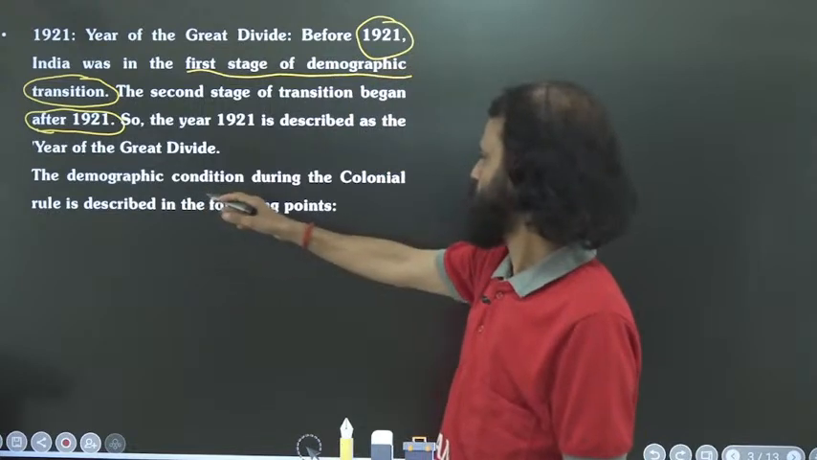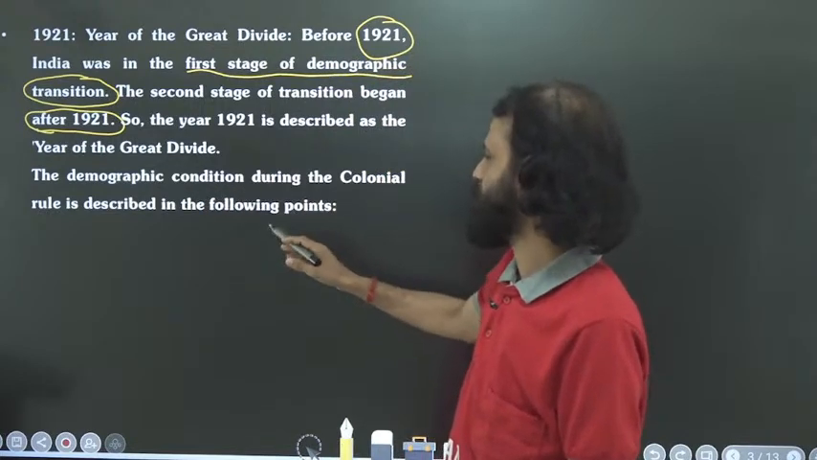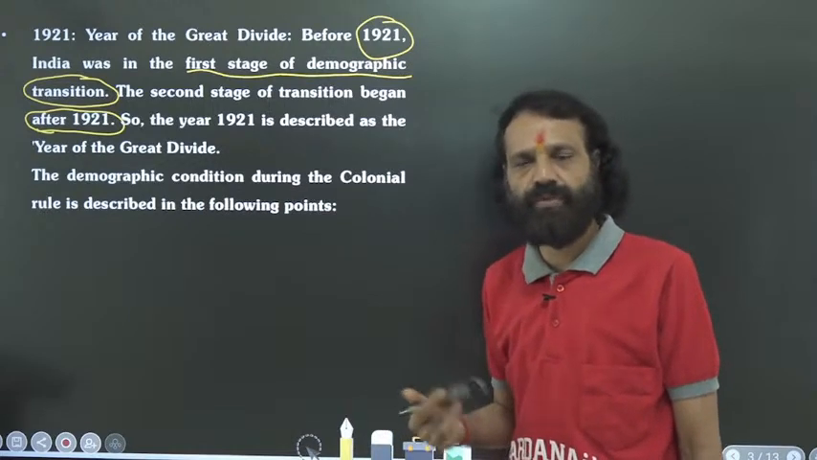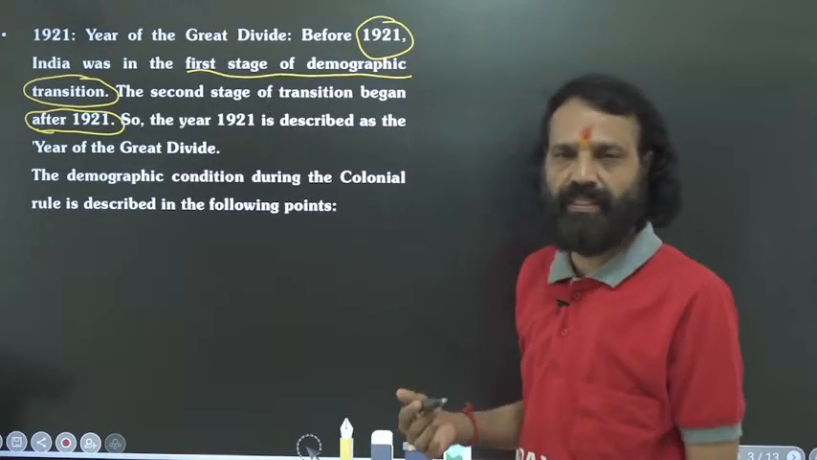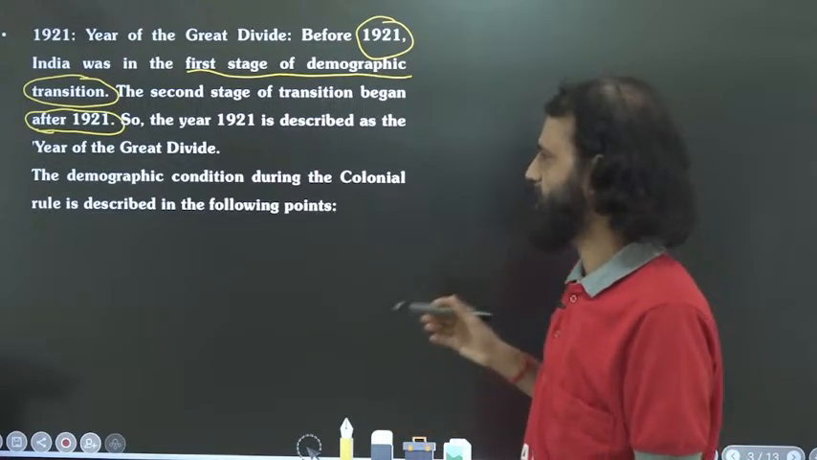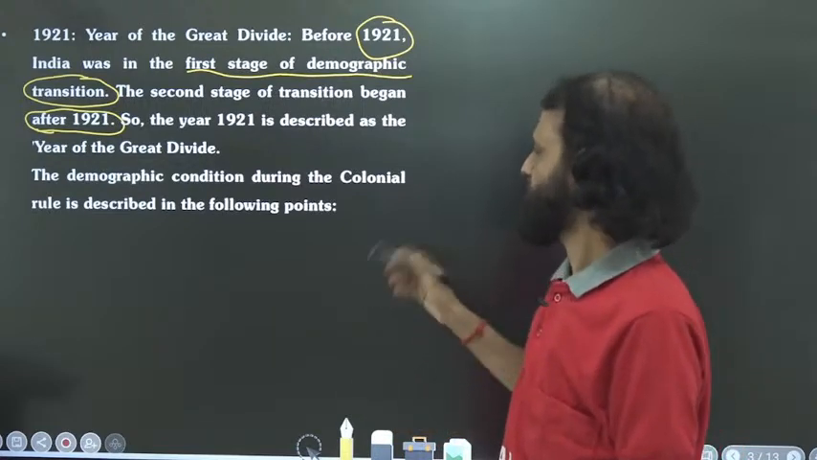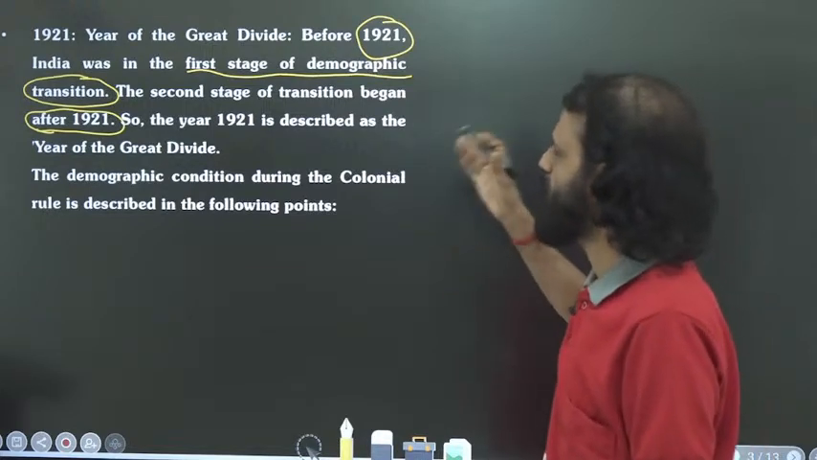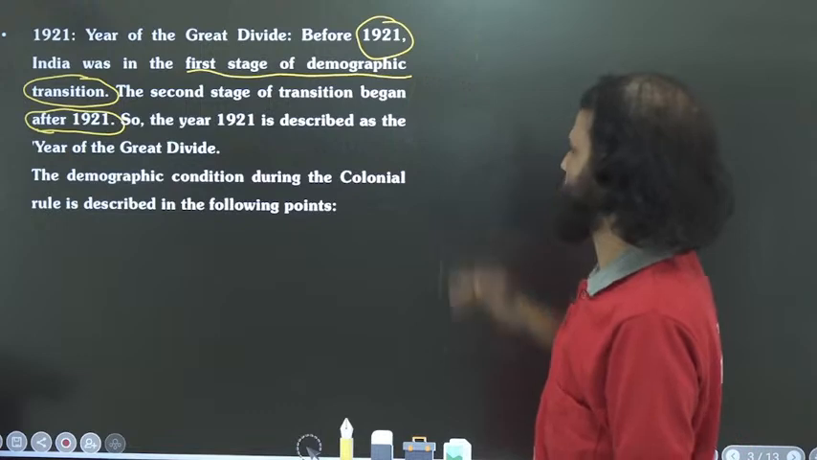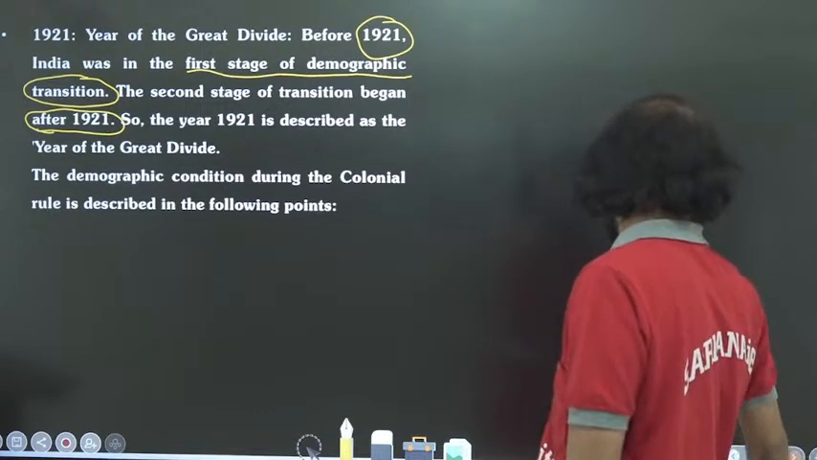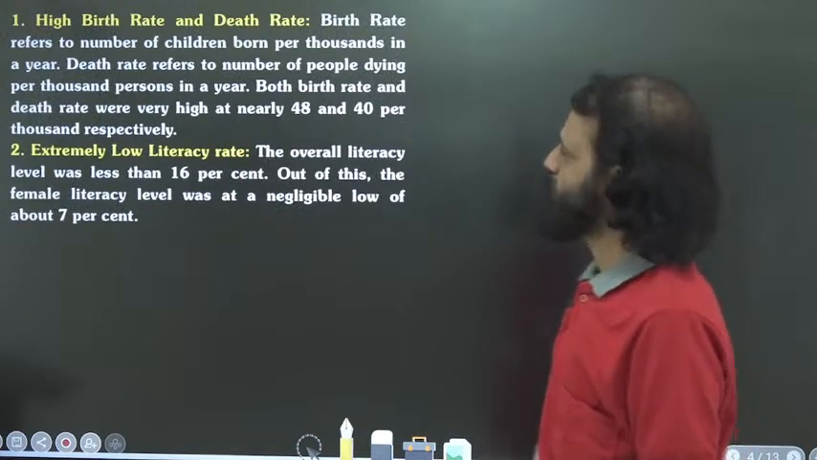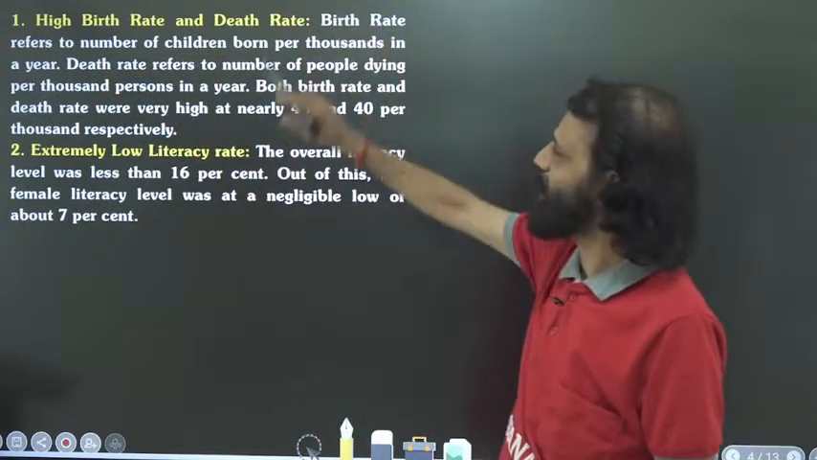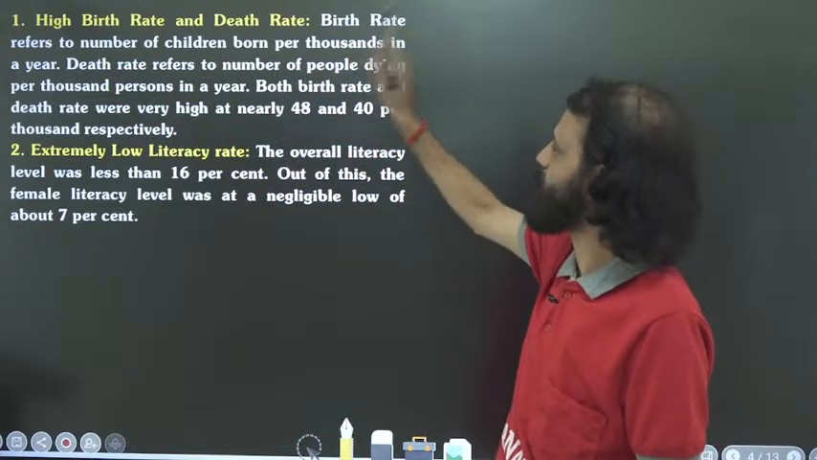The demographic condition during the colonial rule is described in the following points. Before 1947 India was a colony and the Britishers were ruling our country. So we will study what the demographic situation in India was. The first point is high birth rate and death rate. At that time, both were high.